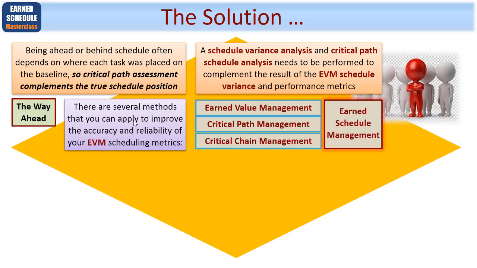So let's look at the way ahead. As I mentioned in my first opening slide, there are several methods that you can apply to improve the accuracy and reliability of your traditional earned value management scheduling metrics. You'll want to continue to use earned value management for your cost-based data. You'll still want to use critical path management to manage your schedule, both in terms of status and forecast. You'll want to use your critical chain management in the use of the buffers and to manage the resources to keep on track. And now you'll be able to use your earned schedule management for all of your time-based calculations.